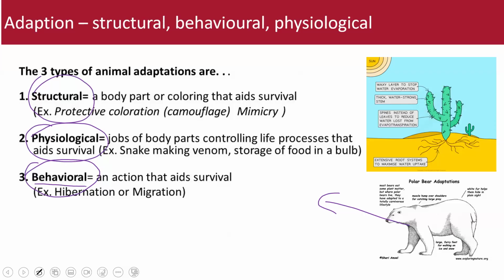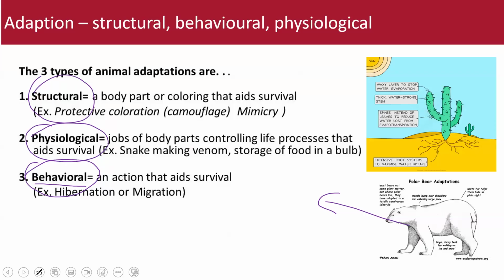Behavioral, a polar bear hibernates. So what it does, for I don't know how many months of the year, 5 or 6 months, it goes and sleeps in a little snow cave somewhere, reduces its heart rate, reduces its body temperature, and then it hibernates. Now, they are three different sorts of animal adaptations.